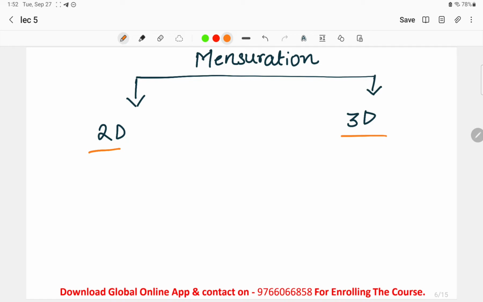Now what are the structures specifically in 2D? Let us discuss that in detail. Now in 2D: triangle, circle, quadrilateral.